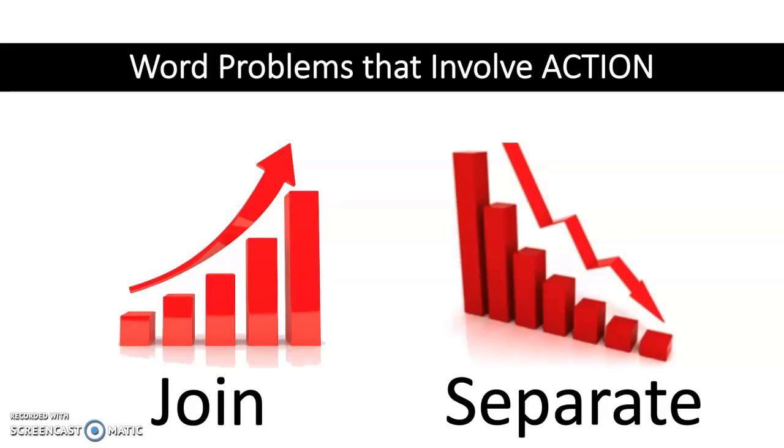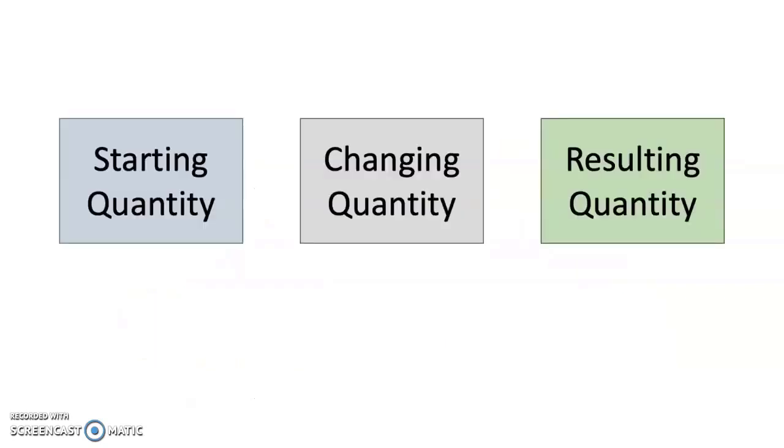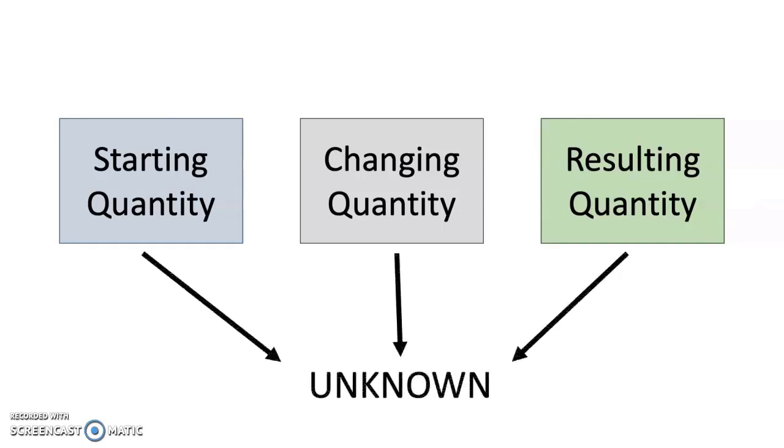Let's first look at our action word problems. Join and separate problems contain 3 different quantities. There is a starting quantity, then a quantity that changed in some way. It is either increased for join problems or decreased for separate problems. Then there is a resulting quantity after the change. In join and separate word problems, any of these 3 quantities could be the unknown.